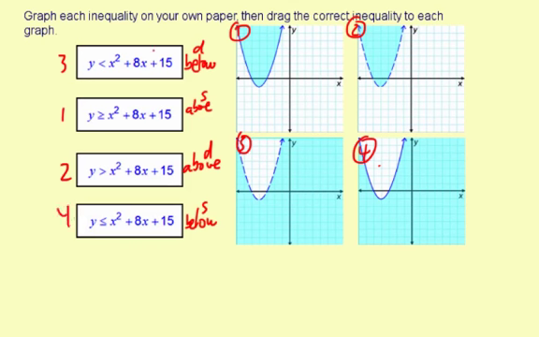So here's a strategy using process of elimination, a little common sense, and your knowledge about inequalities to go ahead and match up these graphs.